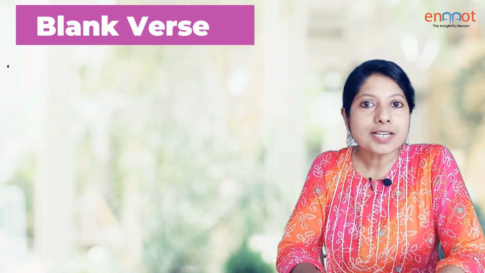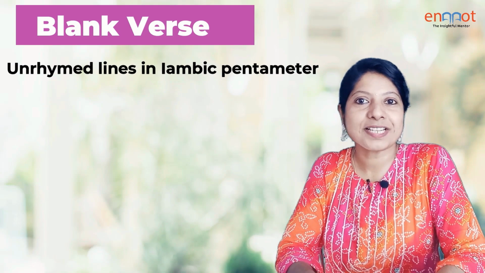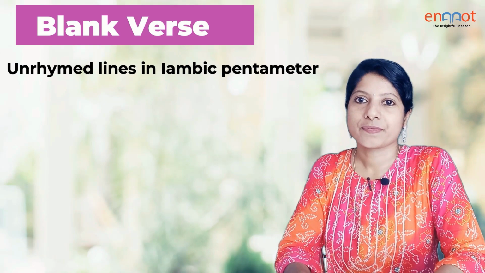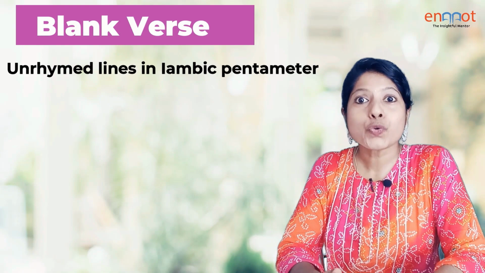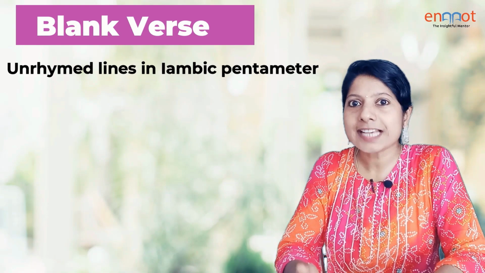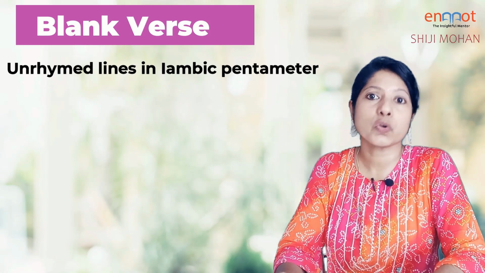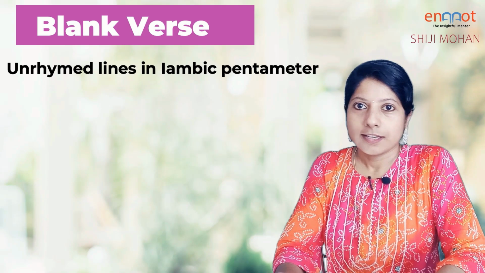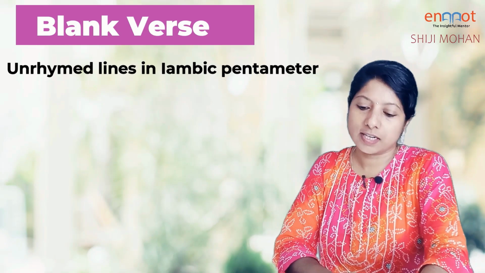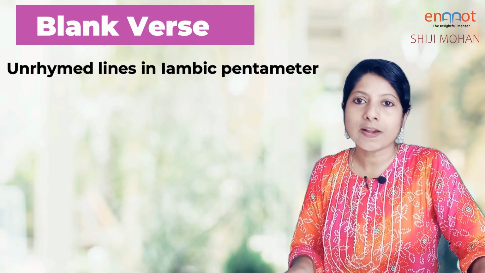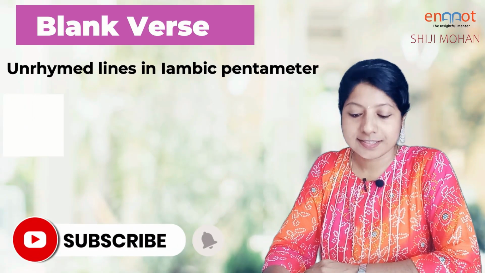Blank verse is unrhymed lines in iambic pentameter. Heroic couplet is a rhyming couplet in iambic pentameter. That is, blank verse has no rhyming pattern. It lacks end rhyme, but a specific metrical pattern is followed here. Here we have the most famous example of a poem composed in blank verse, and without a doubt, it's John Milton's epic masterpiece, Paradise Lost.